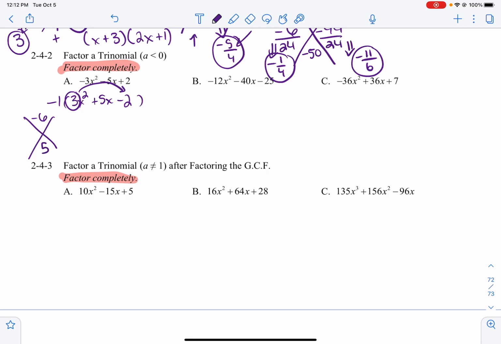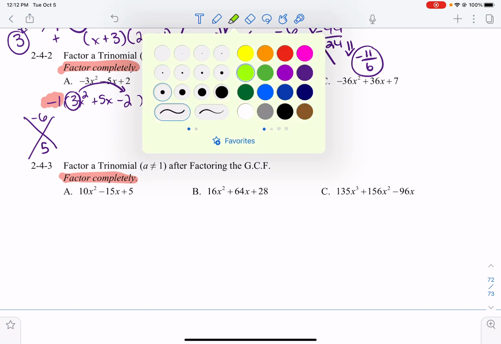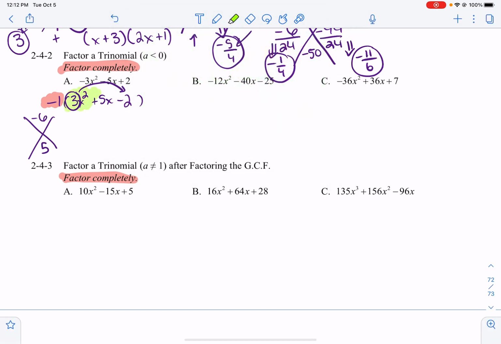Now, if you noticed, that negative 1 I factored out, I'm done with it. In fact, I'm going to ignore that negative 1 until I write my final answer. It is in front of the parentheses. At this point, all I want to work with is what's inside the parentheses. So I'm ignoring that negative 1. That has nothing to do with my big X because it's on the outside of the parenthesis now.